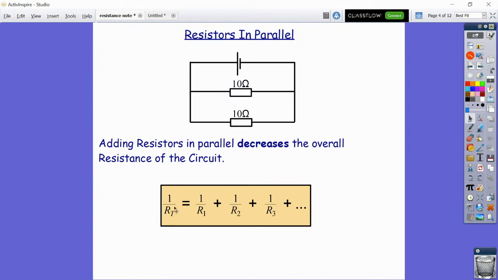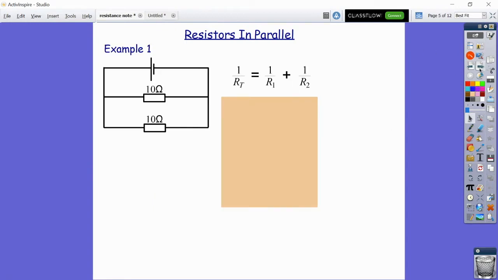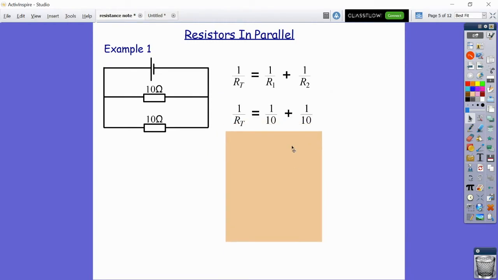So 1 over the total resistance is 1 over, or 1 divided by, the first resistance. And then we keep going for however many branches we've got in our parallel circuit. So for this one, it would just be a 1 over 10 plus 1 over 10. So we have some lovely fractions coming up. Okay, so 1 over RT is 1 over R1 plus 1 over R2.